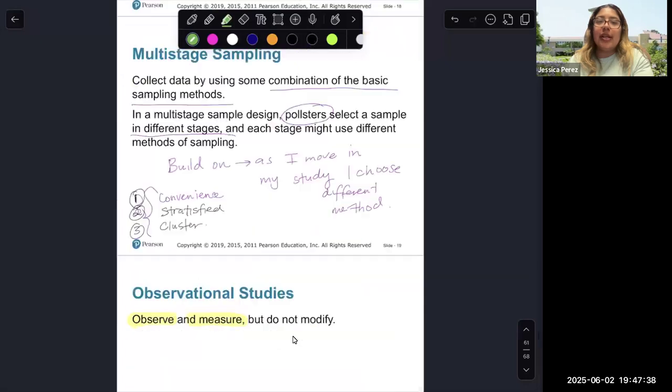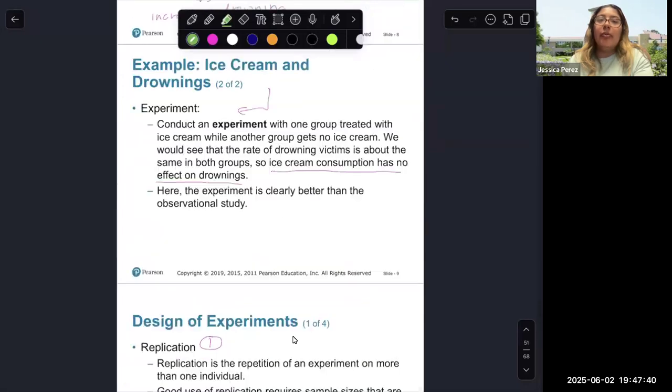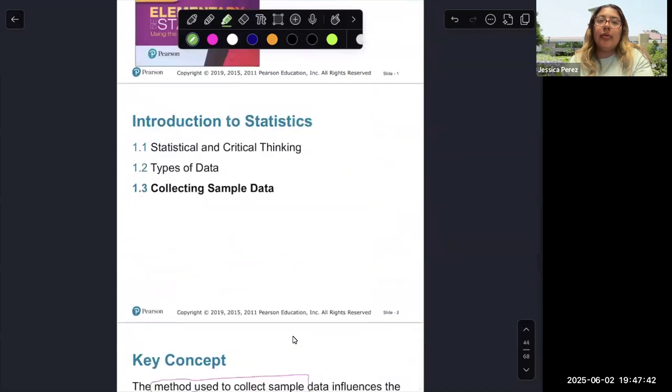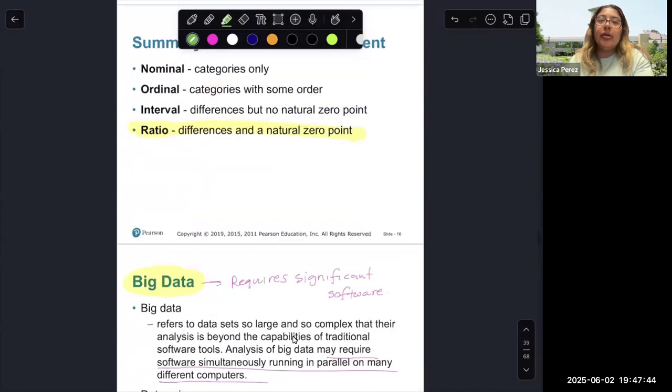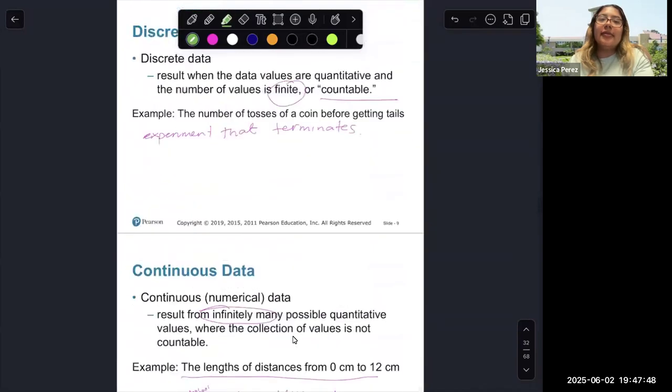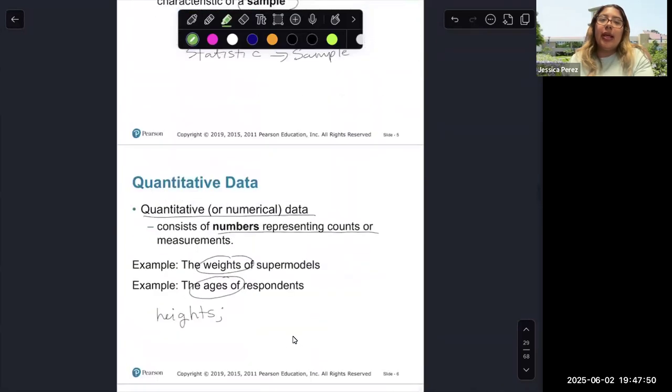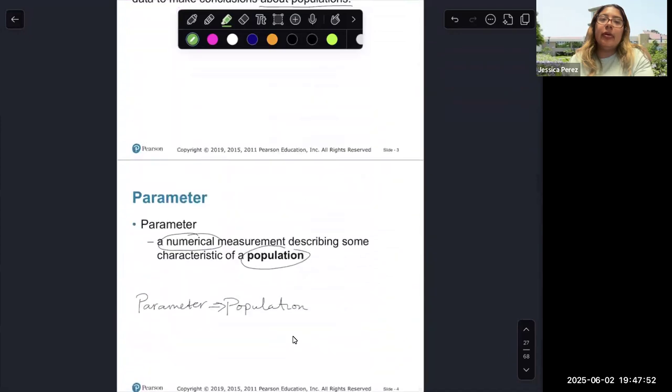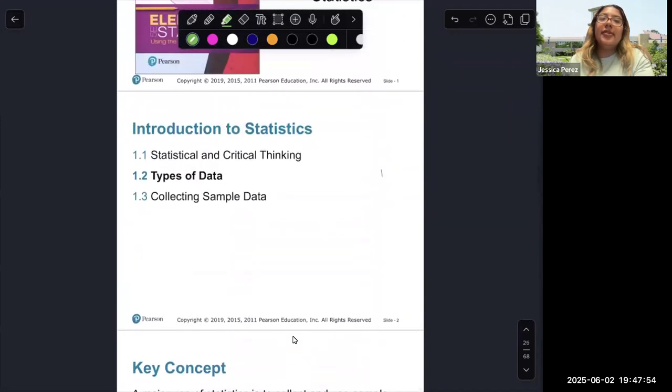So in this section, we saw 1.2 and 1.3. Remember, 1.2 was looking at the types of data that we had. So make sure that we review. So we saw types of data in 1.2 and collecting sample data in section 1.3. And with that, we terminate chapter 1.